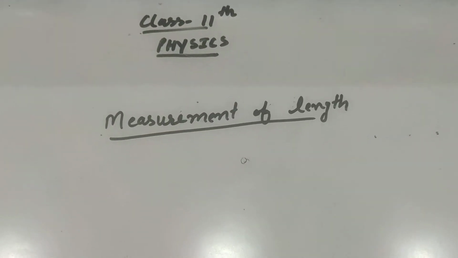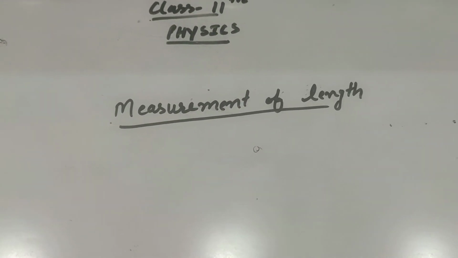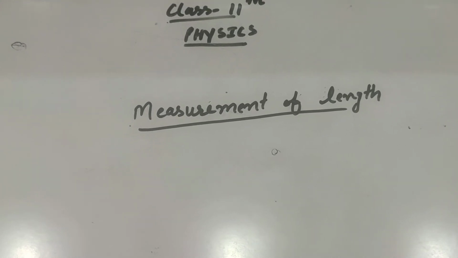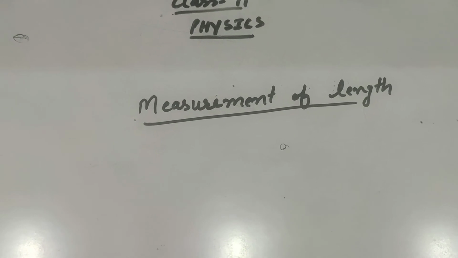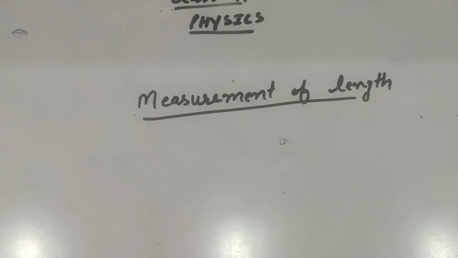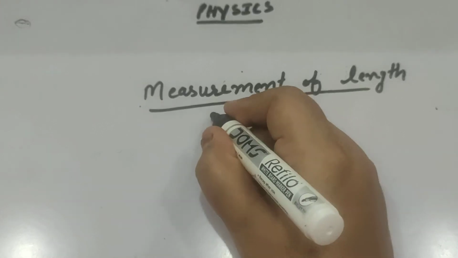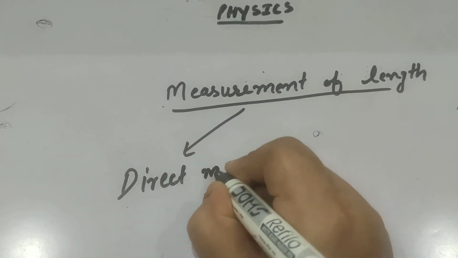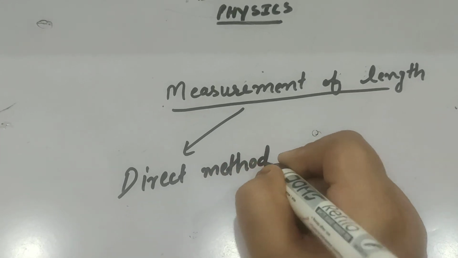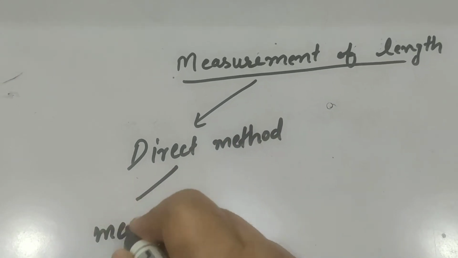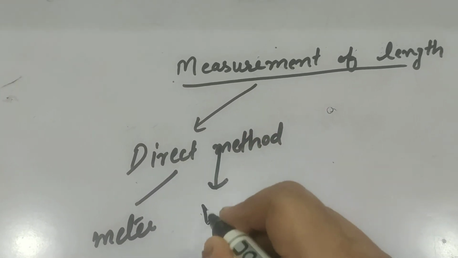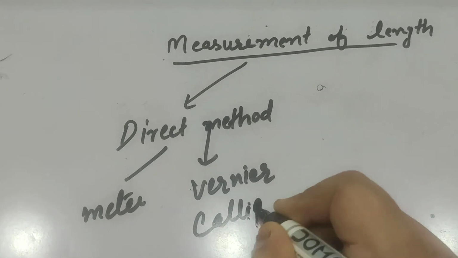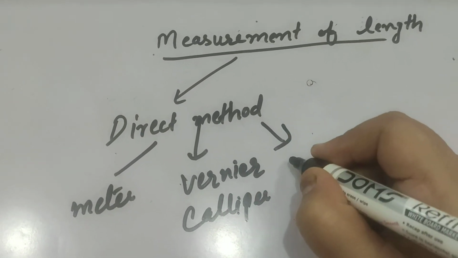Now our next topic is measurement of length. We know that we usually measure length with the help of a meter scale or inch tape or any other means. Such kind of instrument through which we can measure the length is known as the direct method of measurement. So we name it as the direct method of measurement, in which we can use meter scale, vernier caliper, screw gauge, etc.